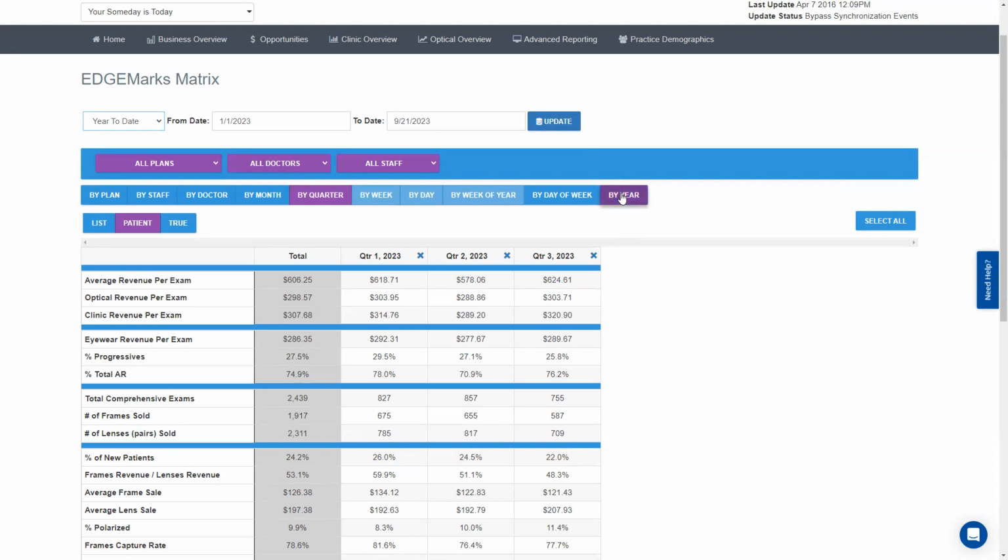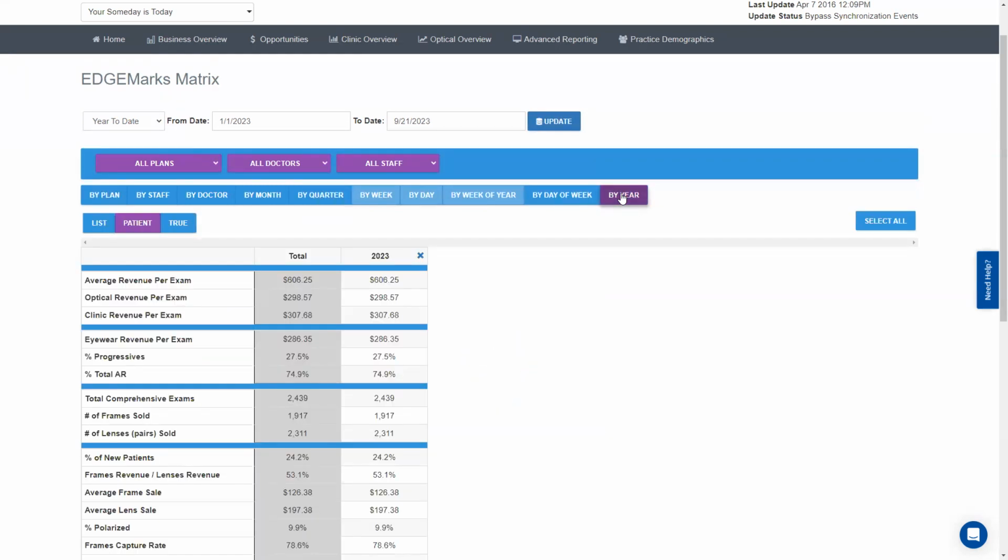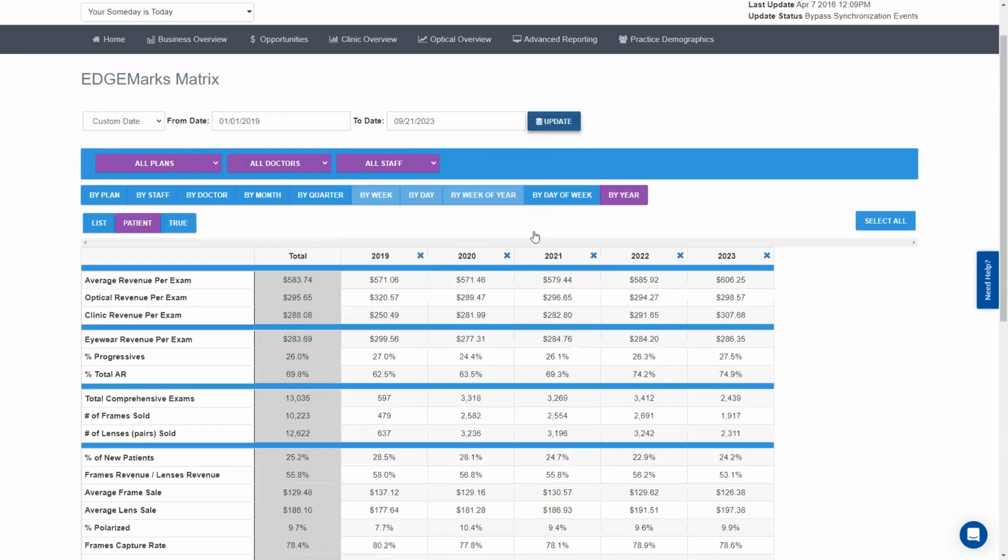We also have a by year button. By year is kind of the trends over time. The way our by year is going to work, it is controlled by the date range. So I'm just going to kind of go backwards here in my date range just a little bit, and I'm going to hit update to 2019. I'm able to see 2019 compared to 2020, 2021, 22, 23. We can see our average revenue per exam is increasing every year. So our trend is that our patients are spending more money, especially 2023 compared to 2019. So it's all about your trends when you think about the by year button.